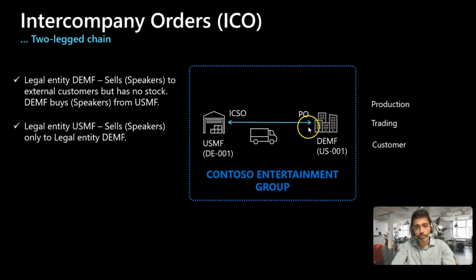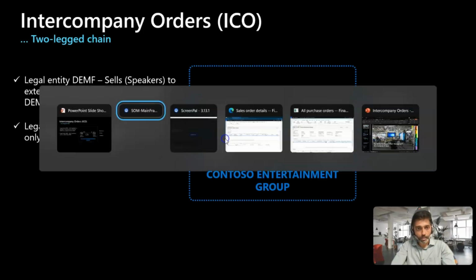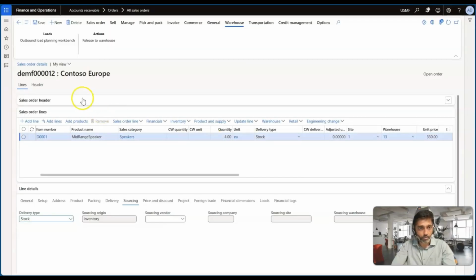So we cannot post the product receipt first. First we need to post the packing slip so that the material is delivered, dispatched to DEMF, and then based on that, in DEMF they can complete the product receipt. So first in USMF, let's go back to the system.